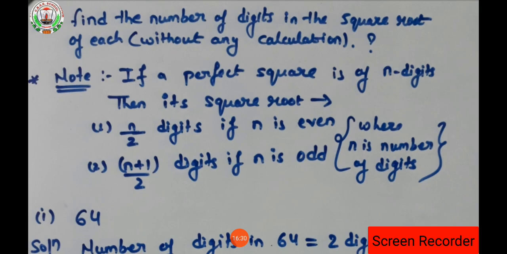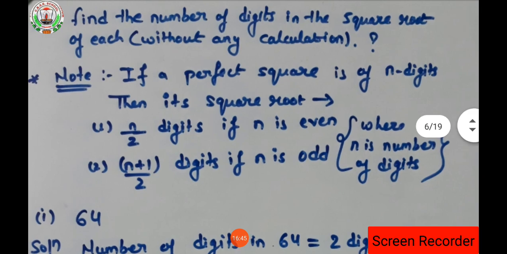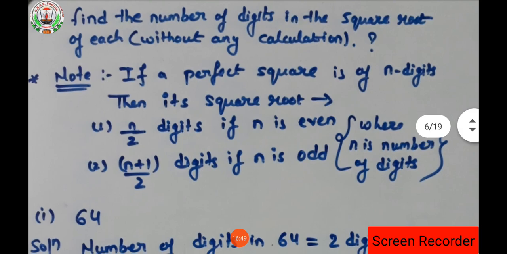And it is a perfect square. Then its square root is having a condition. What will be the condition? If we are having a 2 digit number, then 2 is what? Even number. So n by 2 we are going to put. N is 2, 2 divided by 2 is 1. Suppose we are having a 3 digit number, so 3 is n. N is equals to 3, isn't it?